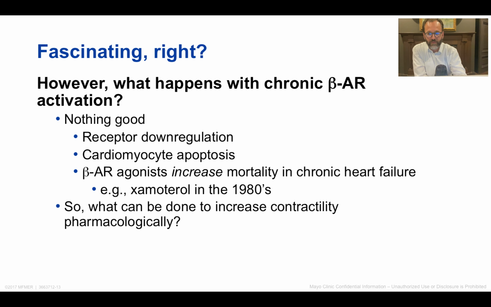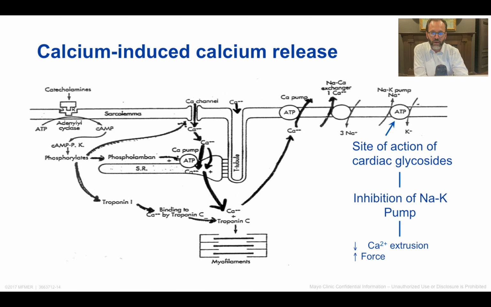So it's empirically been shown to be deleterious as a therapeutic target in these patients. That broaches the question: what can you actually do to increase contractility pharmacologically? Because heart failure is a tremendous clinical problem and a huge expense and burden on our medical system. And one mechanism that can work is through the administration of cardiac glycosides.